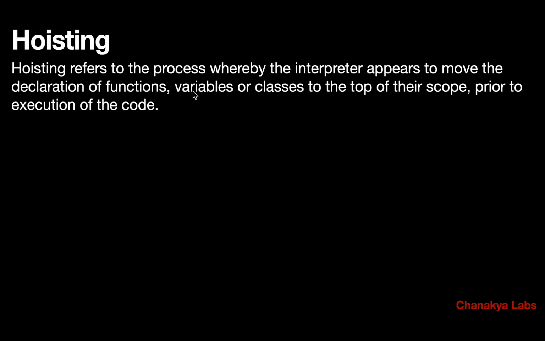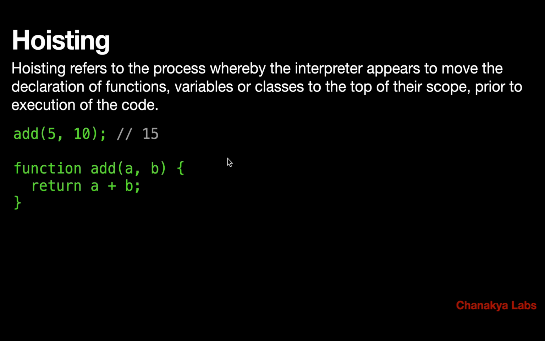Now let's see a concept called hoisting in JavaScript. Hoisting is a concept in JavaScript which refers to a process where the JavaScript interpreter appears to move some part of the declaration of some parts of the code to the top of their scope before executing the code. We will better understand it by an example. So for example, let's see something like this.